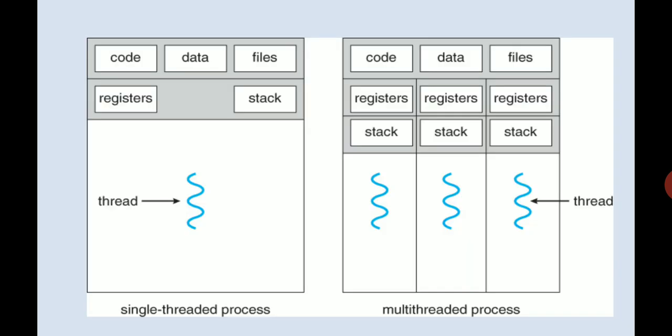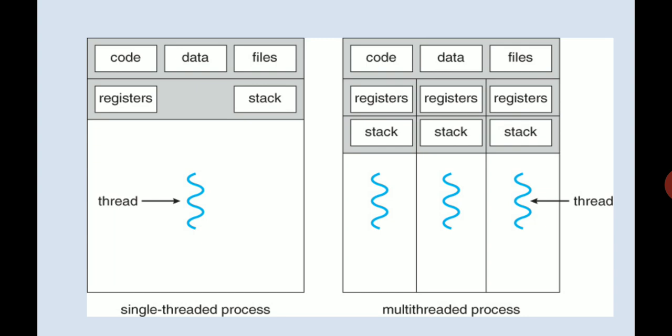Okay. It is very clear from this figure. The first one on the left side has a single threaded process, and the right one is multi-threaded. So I can see only one single thread on the left side, whereas there are three threads on the right side. Now if I look at the topmost block, there's code, data, and files, and then the registers and stacks, all belonging to this thread.